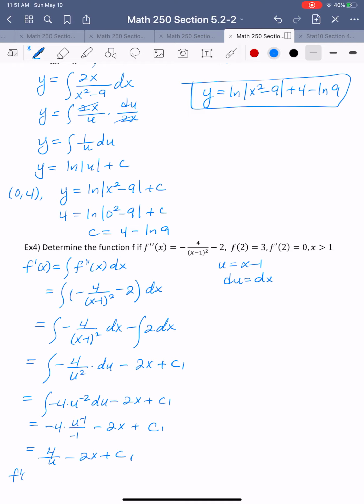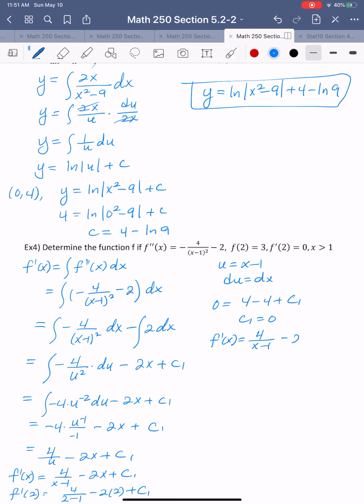And then given f prime of x is going to be 4 over u, I need to go back to the u, which was x minus 1, minus 2x plus c1. And then f prime of 2 was 0, which is 4 over 2 minus 1, minus 2 times 2 plus c1, which is 4 minus 4 plus c1. So c1 is equal to 0. So now f prime of x is 4 over x minus 1 minus 2x.